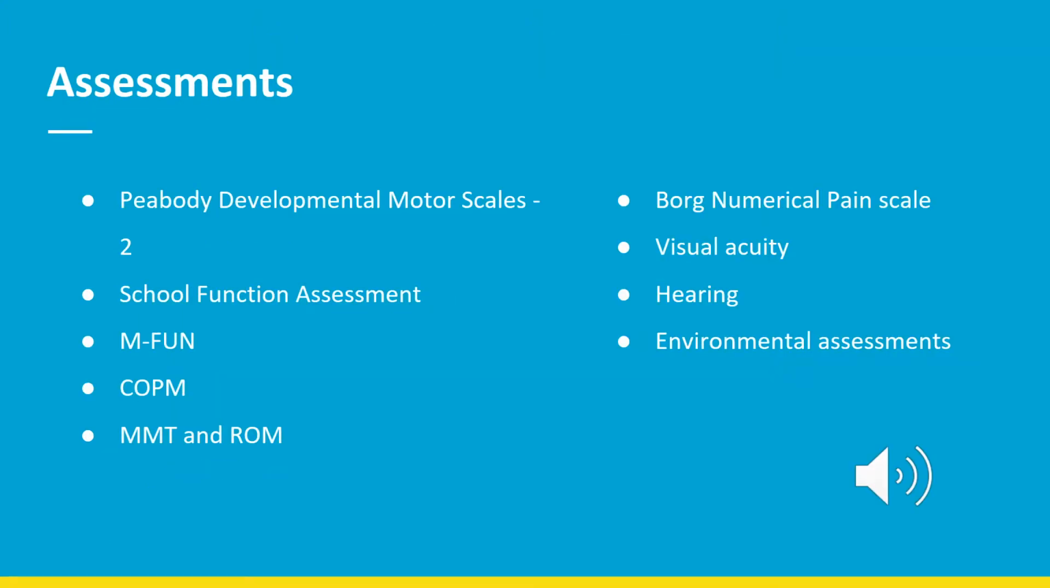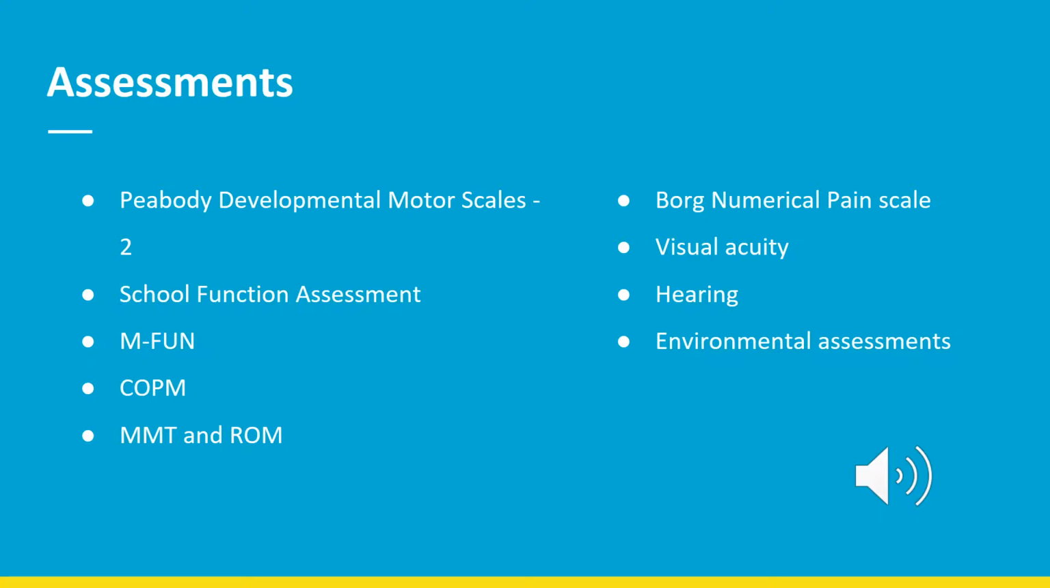Here are some assessments to use when evaluating a child with osteogenesis imperfecta. The PDMS-2 assesses ages birth to 5 years. It evaluates gross and fine motor skills of children, including areas such as joint mobility and stability, muscle power, tone and endurance, motor reflexes, gait, and voluntary movement control.